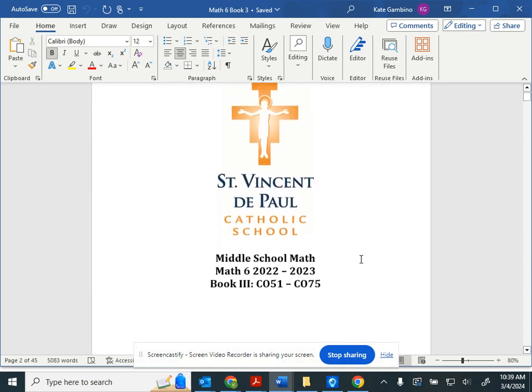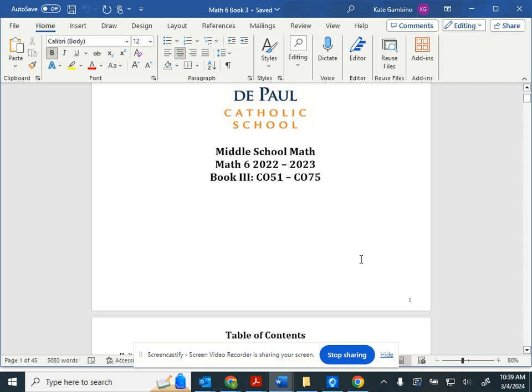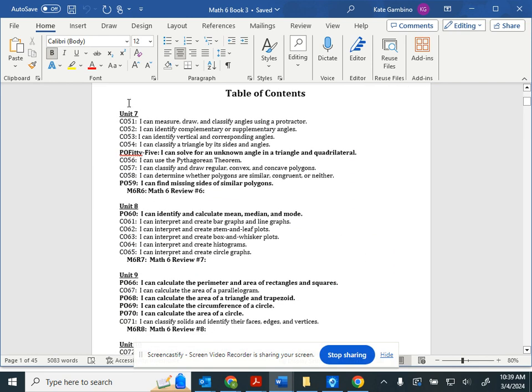Today we are starting book number 3. So it's our last book. This is going to take us to the end of the year. We are starting off with Unit 7. Unit 7 has to do with different geometry topics. Some of this we might be familiar with from 5th grade. Some of it is going to be brand new.